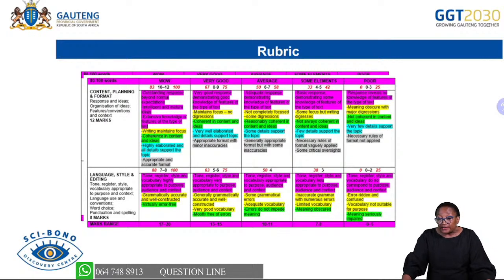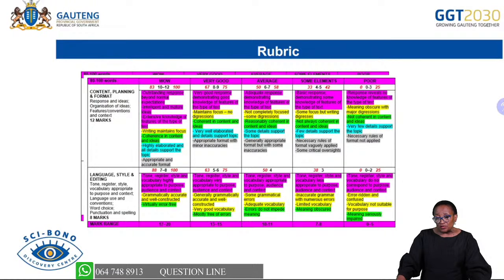That is our rubric for section C, which carries 20 marks. As I've explained earlier, our content, planning, and format mark is out of 12. And then we've got the language, style and editing, which is out of 8, giving us a total of 20. If you look at that rubric, you can see that we do have 5 categories there. And those categories are clearly marked by the total for each and every category.